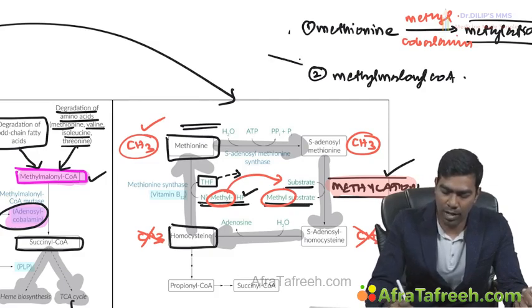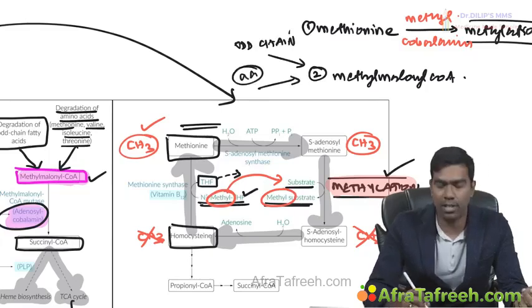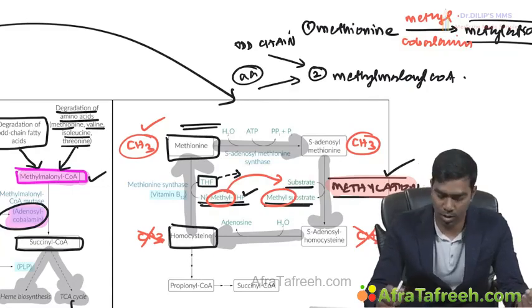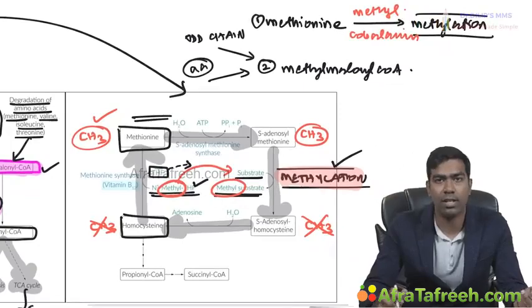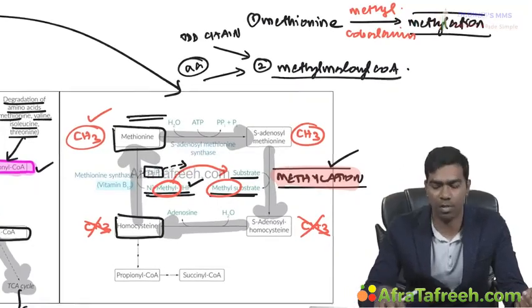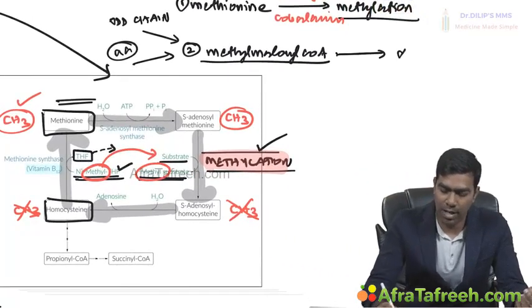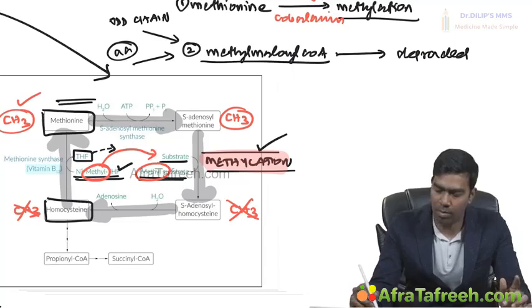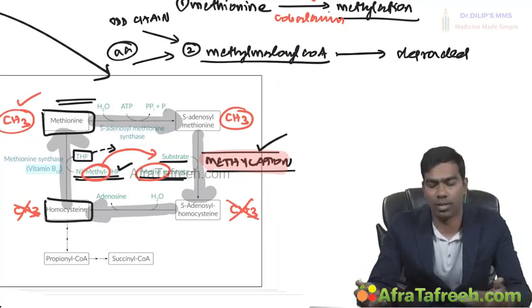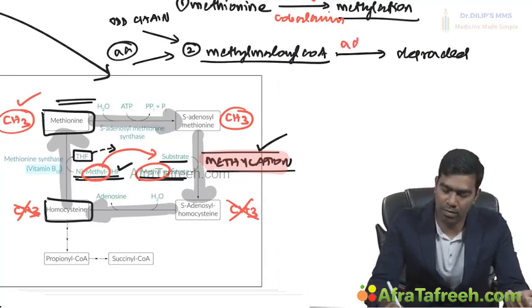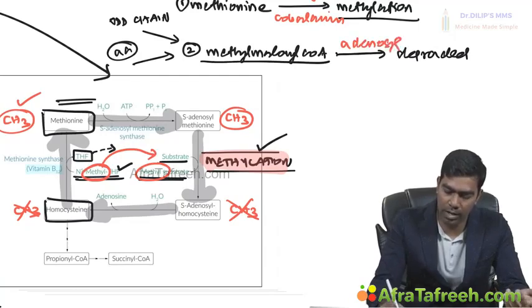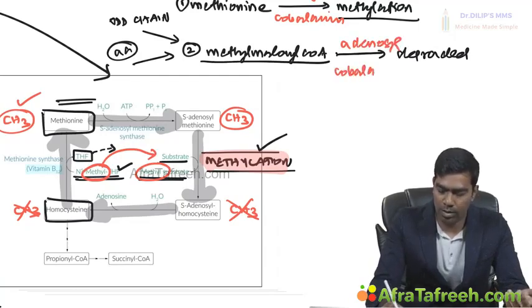Methyl-malonyl-CoA, where your odd chain fatty acids and a lot of amino acids like methionine, valine, isoleucine, leucine, isoleucine, threonine, all these things, the final end result is formation of methyl-malonyl-CoA, which can be further degraded only with the help of your B12. Again, that form of B12 you are going to call adenosyl cobalamin.